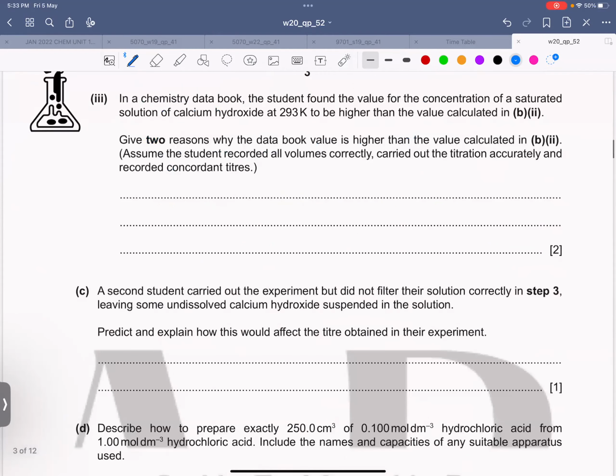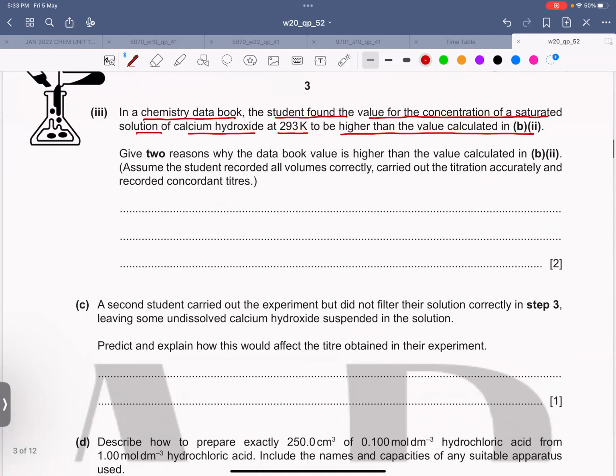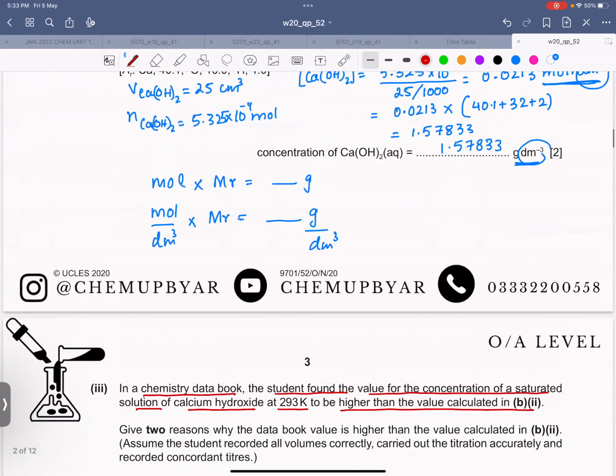Now, part 3. In a chemistry data book, the student found the value for the concentration of a saturated solution of calcium hydroxide at 293 Kelvin to be higher than the value calculated in B2. Okay. So, according to the data book, what they have discovered is that the concentration of saturated solution of calcium hydroxide must be greater than this value that we have obtained.